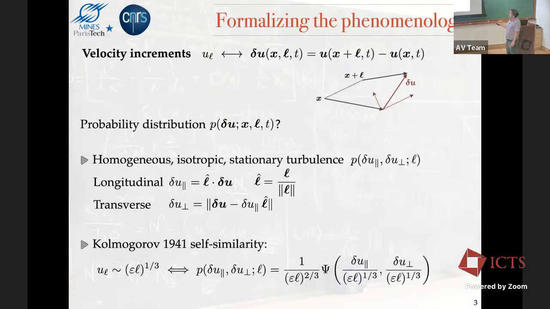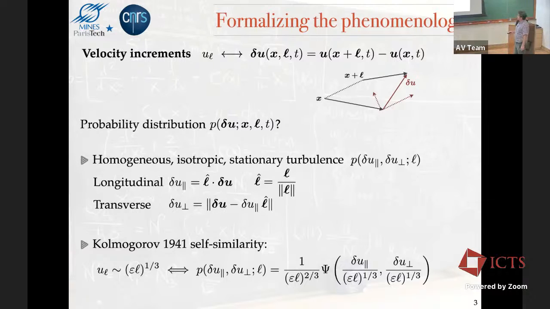Then the question behind this is to understand how the probability distribution of this velocity increment, conditioned on space, length scale, and time, behaves. That is more or less what we want to describe in order to describe the kinematics of these turbulent flows.